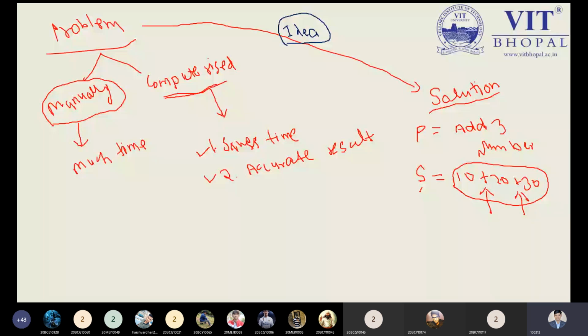Now, is it clear to all? Yes, sir. Okay, so are you getting something over here? Yes, tell me, are you getting something over here? Yes, sir.